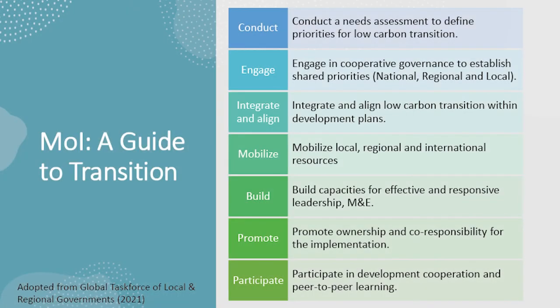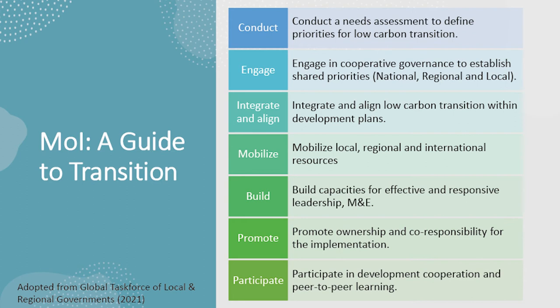Now, as a matter of guide to transition, there's a need for us to conduct a needs assessment to define priorities for low carbon transition. We also need to engage in cooperative governance to establish shared priorities, national, regional, and local. We need to integrate and align low carbon transition with development plans and also budgeting, by the way. So the fiscus should speak to the low carbon transition. So in this generation, if our finance ministers are presenting budgets that don't speak to the low carbon transition, then there is a problem with such a budget.